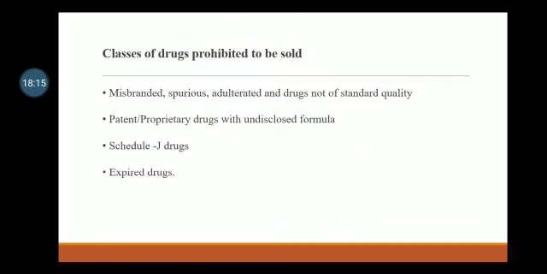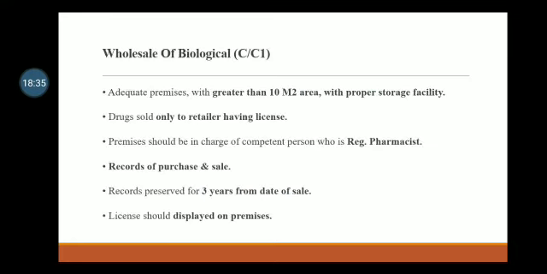Classes of drugs prohibited to be sold: misbranded, spurious, adulterated, and drugs not of standard quality. Then patent or proprietary drugs with undisclosed formula. Then Schedule J drugs. Then expired drugs. Then wholesale of biological products, that is C1.